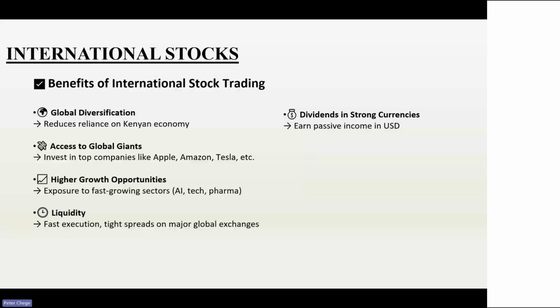Number 2 is access to global giants. You are trading with the likes of Apple, Meta, which owns Facebook, WhatsApp, and Threads. You have Amazon, you have Google, you have Tesla. Imagine you are in a matatu and you're telling people you own shares in Apple, Facebook through Meta, Google. So you're investing with global giants, which may not be available at NSE.